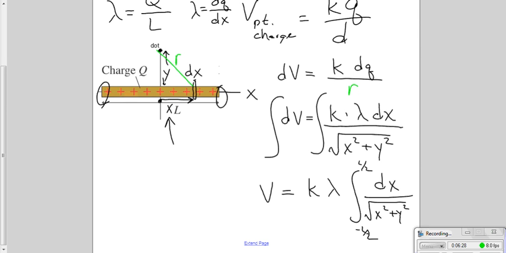So I'm going to leave it at this, and hopefully you've seen enough there that if you have a different kind of shape, you can set yourself up a little integral and find the potential this way. So I'll leave it at that, and good luck from here.